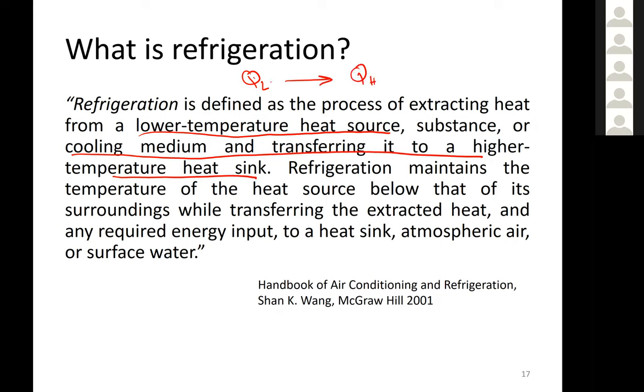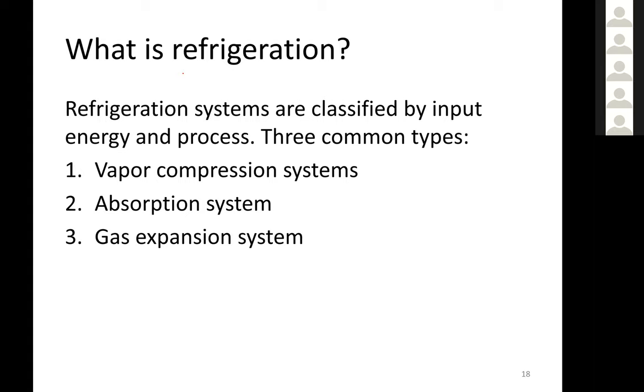This is exactly what we are trying to do. We go between the low temperature medium to the high temperature medium. This is what we call refrigeration. But if I go with cooling or heating, then we're talking about heat transfer by itself. But refrigeration, the term, is basically about the transfer of heat from low temperature medium to the high temperature medium, and it can be used for cooling or heating. It depends on the application we have. So refrigeration systems are classified by input energy and process, and we have three common types.